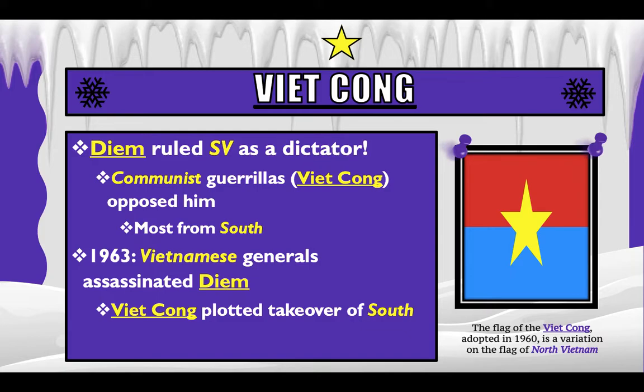So the Viet Cong basically plot to take over the South, and around that time, they begin to merge with the Viet Minh. So basically, all of the nationalists, all of the communists in all of Vietnam, including the North and the South, come together to become the Viet Cong. And you can see that symbolized by their flag over here with the two different sides united by the star of communism.